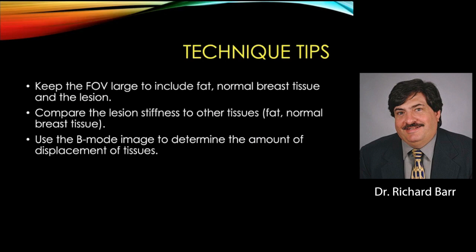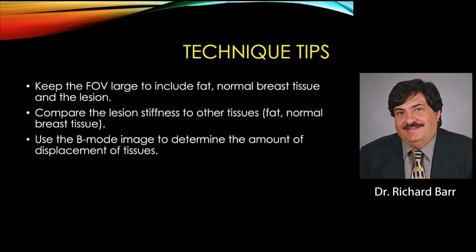Some technique tips: always keep the field of view large to include fat, normal breast tissue and the lesion, and you may want to add the pectoralis muscle. That way, fat is always going to be the softest, and if there's not a cancer, usually the pectoralis muscle will be the stiffest. So you've now set your gain, if you will, of the color scale so that things will be relatively uniform between cases.